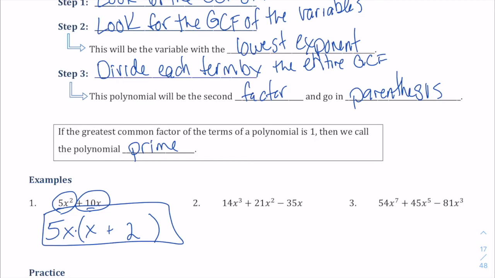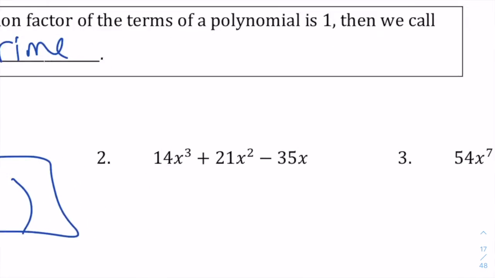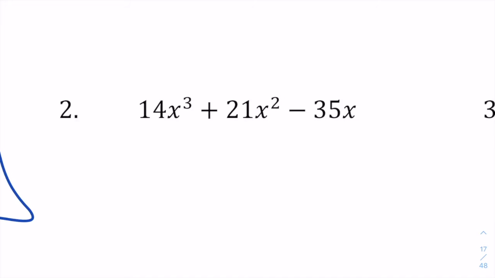We might also be able to do this when we have a trinomial. So if we look at the expression 14x cubed plus 21x squared minus 35x, we need to look at all three terms to find the GCF. So between the coefficients, 14, 21, and 35, we can pull out a 7. If we look at the variables, we have an x to the third, x to the second, and x to the first. So we can only pull out x to the first. That's our GCF. We open parentheses.